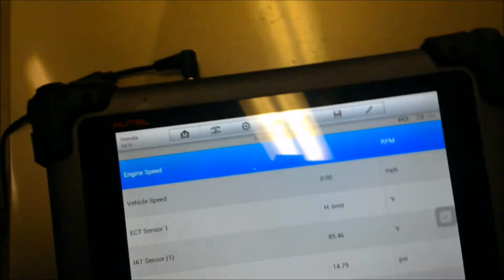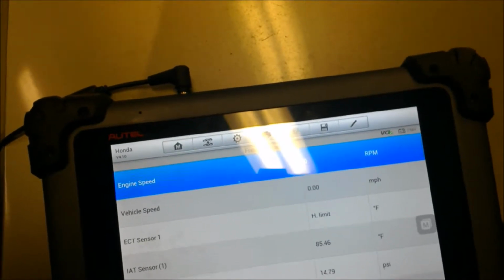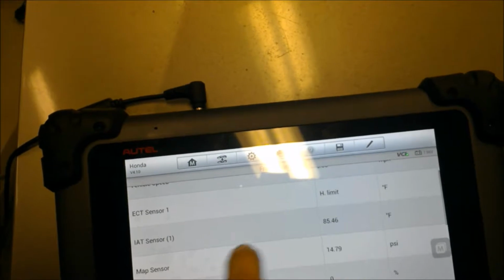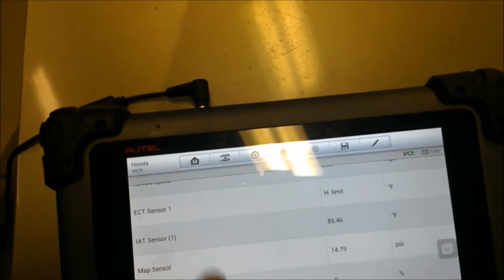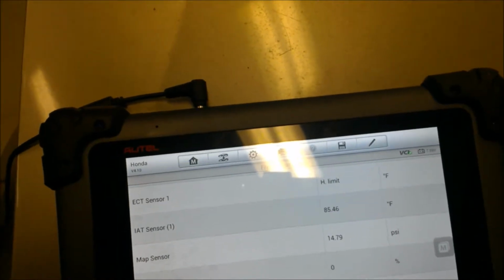This is going to show what the car was going through when the DTC came up. As you can see, it's not moving, and that's our problem right there. It's at the hot limit, and that's because it's not working. Gotta find out why.